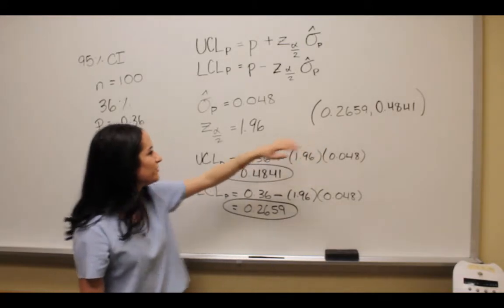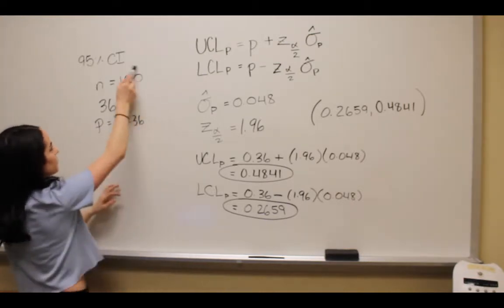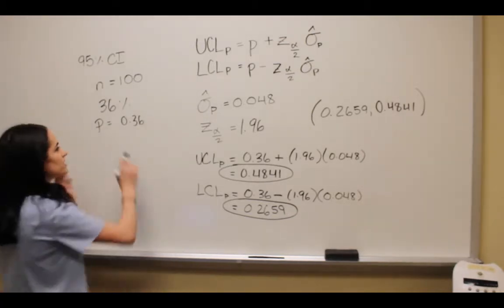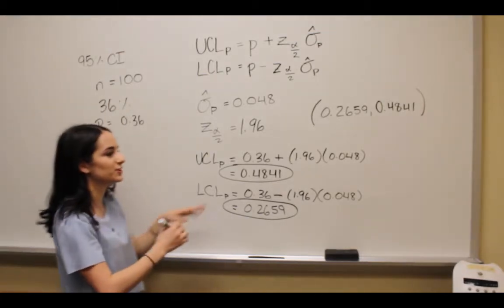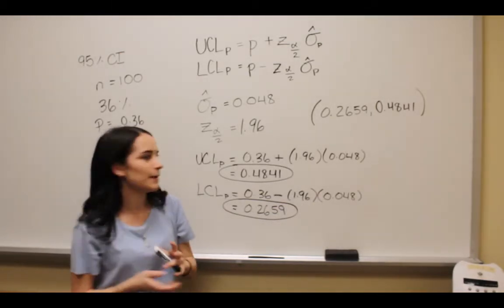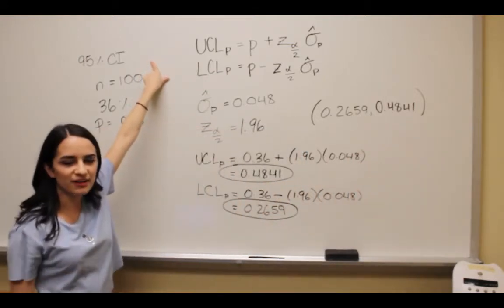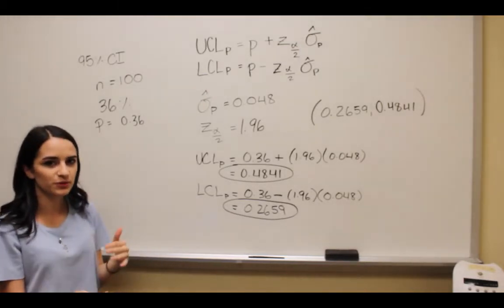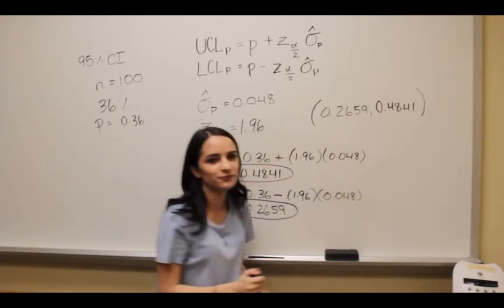So to summarize what we solved for, we looked back at the problem, and in this problem we had 100 people who were surveyed if they used an app. So what we're doing is we then took this sample and we solved for the range of the sample proportions to estimate what the population proportion would fall between. But we only estimated it to 95% confidence, which means we're 95% confident that the actual population proportion would fall somewhere between 0.2659 and 0.4841.